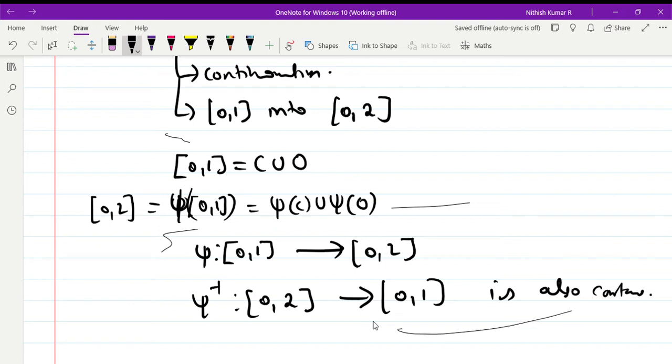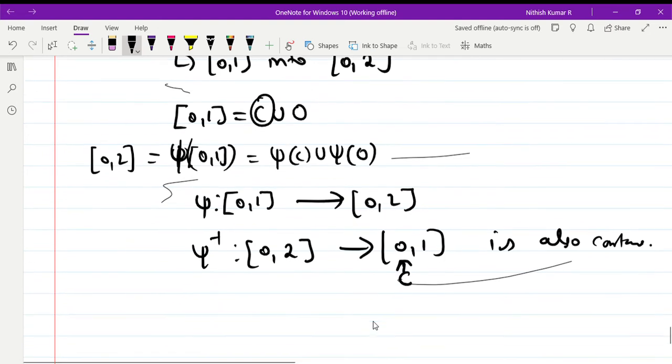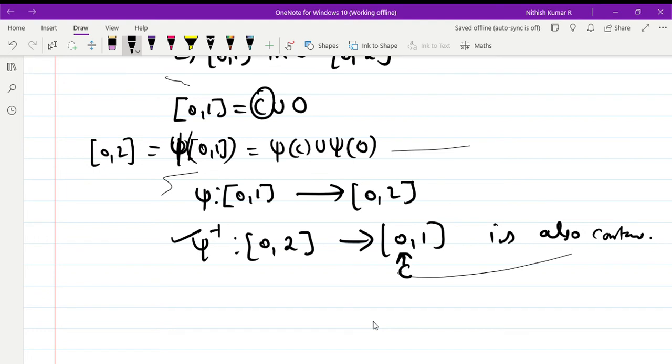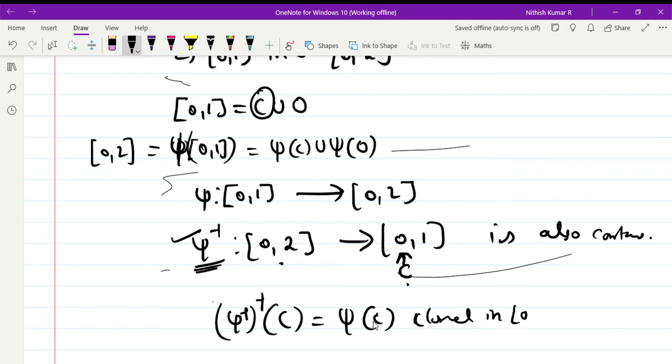Now observe, C is a closed set in the closed interval [0, 1], and this psi inverse is continuous. For a given continuous function, the inverse image of a closed set is closed, and the inverse image of a measurable set is also measurable. Now we need the inverse image under this function, that is, psi inverse of C. This is nothing but psi of C. Since C is a closed set, its image is also closed in the closed interval [0, 2].